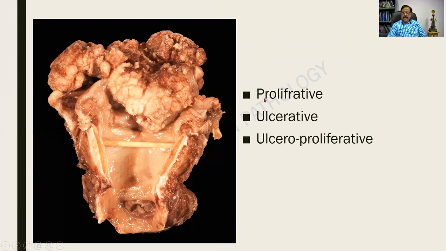Grossly, the squamous cell carcinoma can be of any of the following types. It can be proliferative or multiplying, or it can be ulcerative, or it can be a combination of both, ulcero-proliferative. So these are the three types of gross presentations of a squamous cell carcinoma.